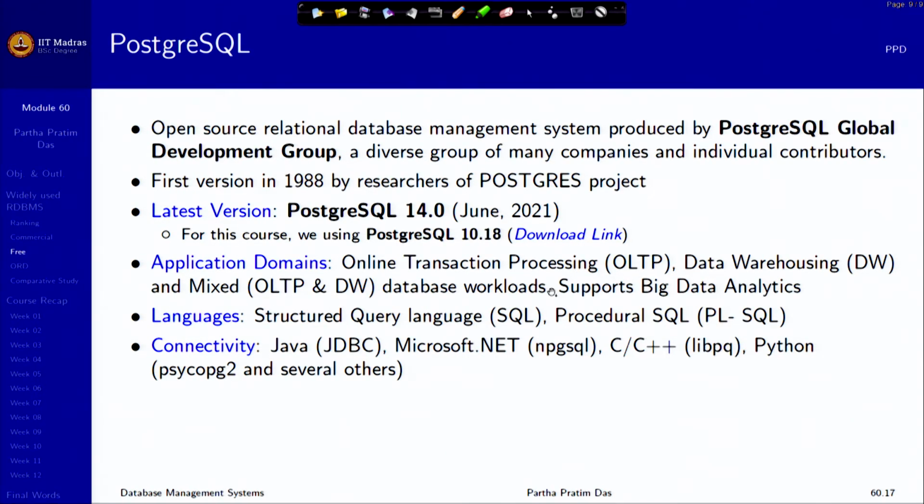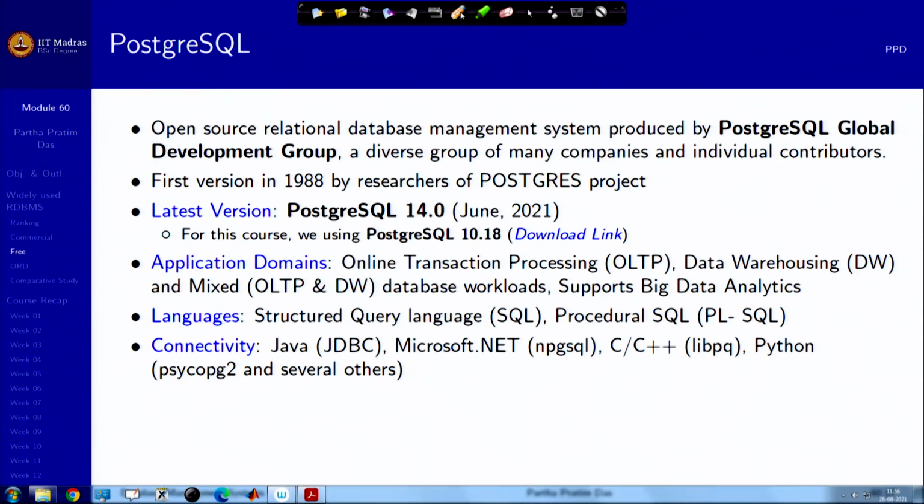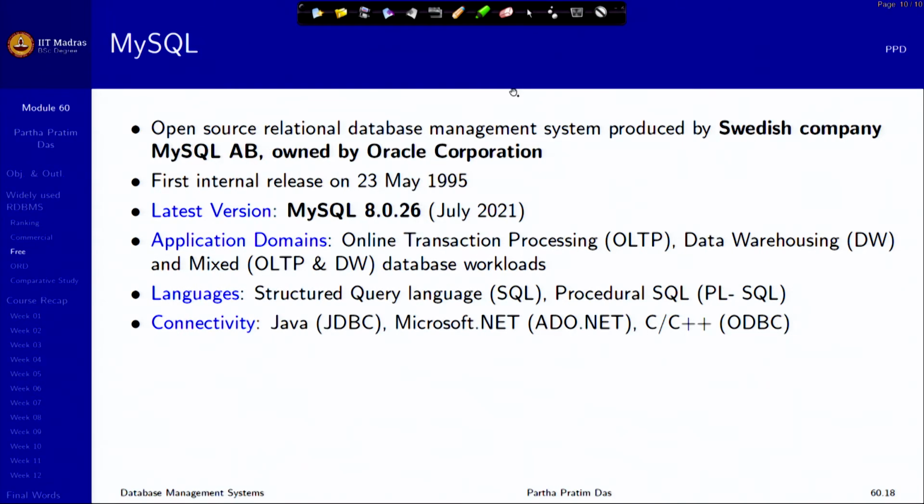Now, coming to the free and open source ones, PostgreSQL and MySQL are some of the leaders. Now, this is the latest version of PostgreSQL as of June 2021, that is 2 months back. But we are using an old stable version in the course. The download link is here in case you have not already downloaded it yet. And it can be used for several OLTP, data warehousing and other applications. And we have already discussed quite a bit about this particular database system.